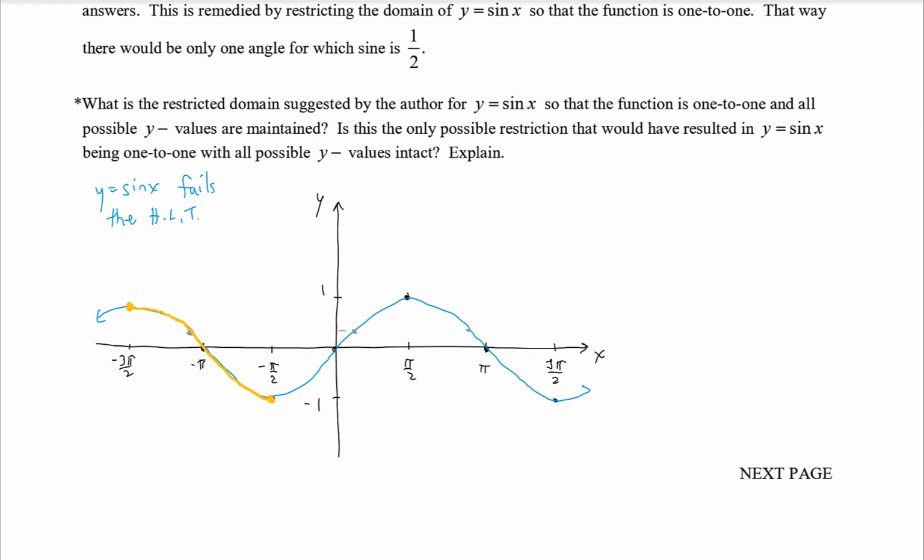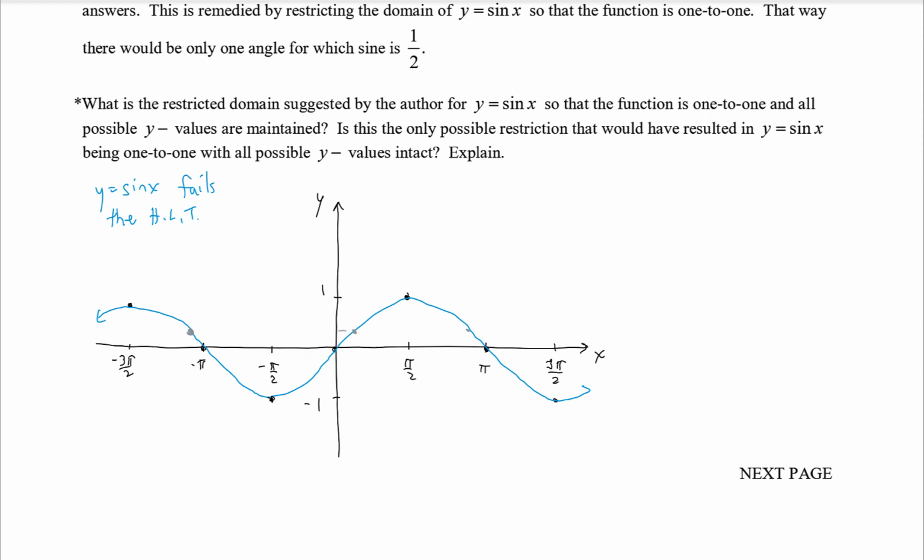If I just use this chunk right here that's orange, if I only use that orange piece, I keep my entire range, but it will now pass the horizontal line test. I will hit that once and only once when I draw horizontal lines. So its inverse will be a function. I could do that, and there might be a reason to do that depending on what you're doing with your sine function and your inverse of it.